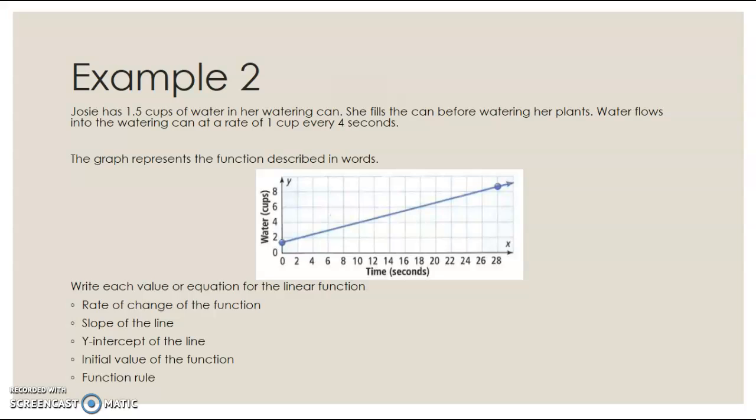All right, so example 2. Josie has 1.5 cups of water in her watering can. She fills the can before watering her plants. The water flows into the watering can at a rate of 1 cup every 4 seconds. The graph represents the function described in words. So what is described up here in words is represented here as a graph. And now we want to write each value of the equation for the linear function. So we want to find the rate of change of the function. So that's our slope. These first two are the same thing.